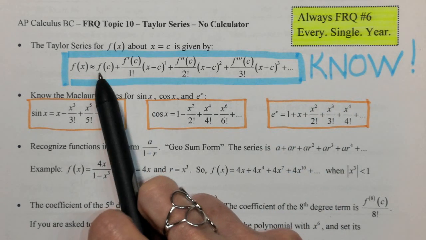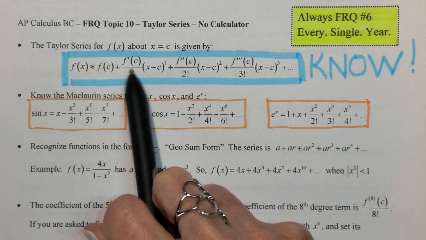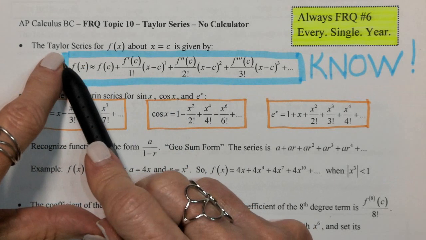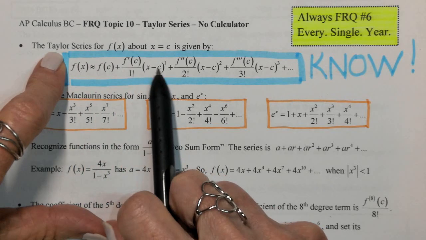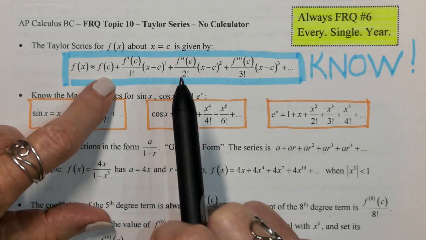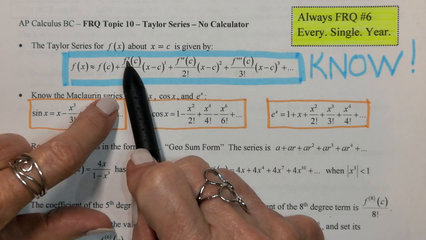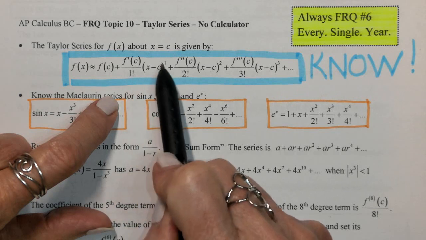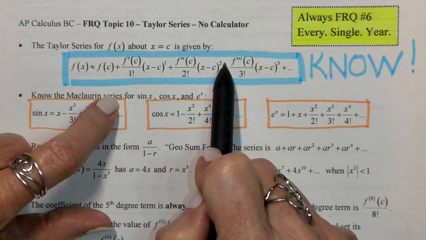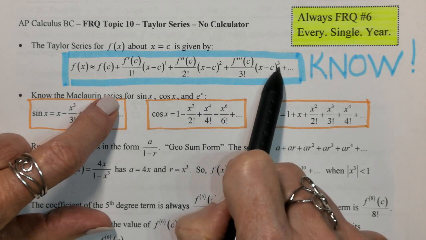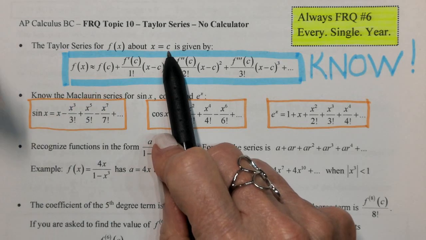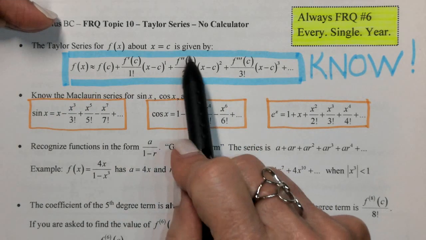Taylor Series, we need to know the format. Maclaurin is when C is 0. So a Taylor Series can be centered anywhere. Every term: derivative, factorial, power. Every term. Derivative, factorial, power. Every term. When it's centered at 0, it's called a Maclaurin series. Those are the easier kind.